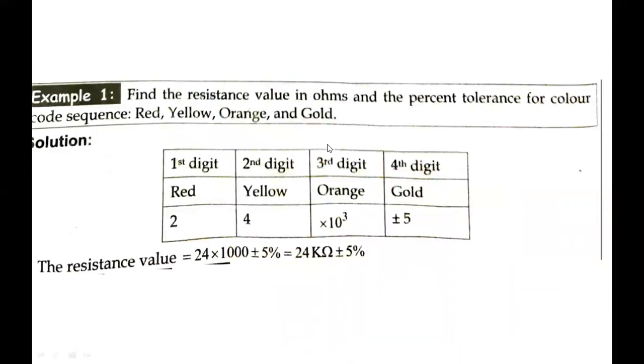Now let us see the example. Find the resistance value in ohms and the percentage of tolerance for the color code sequence red, yellow, orange, and gold. This is the first significant digit. So for red the code is 2, and for yellow it is 4. So 24 is the second significant digit. For orange the multiplier is 10 power 3, so 24 into 1000, and gold is plus or minus 5%. So 24 kilo ohm plus or minus 5% is the resistance value. This way, from the color coding, you can find out the resistance value.